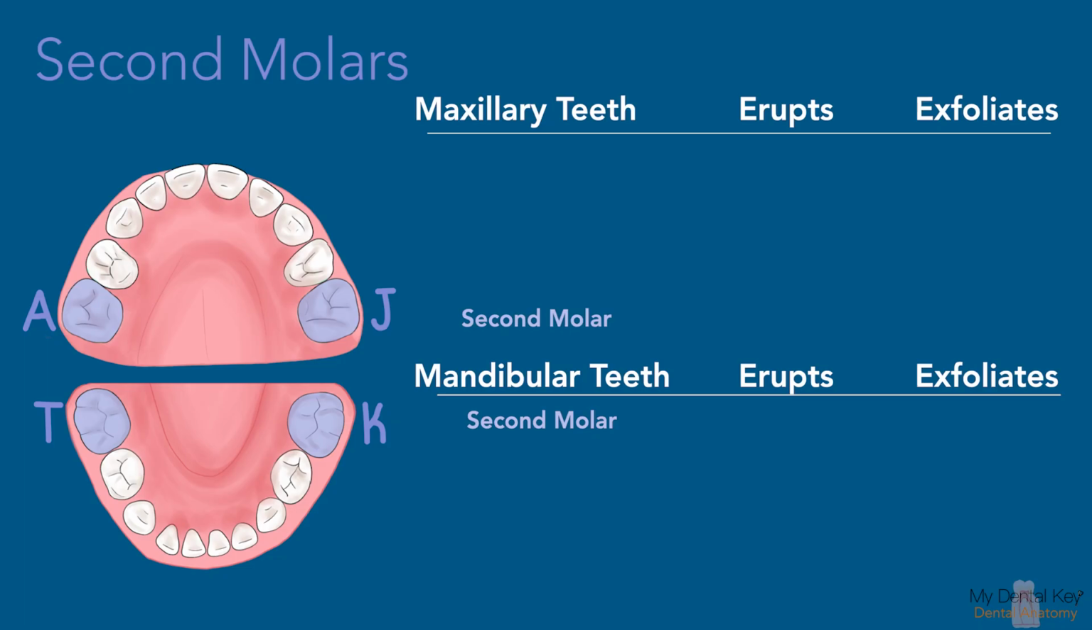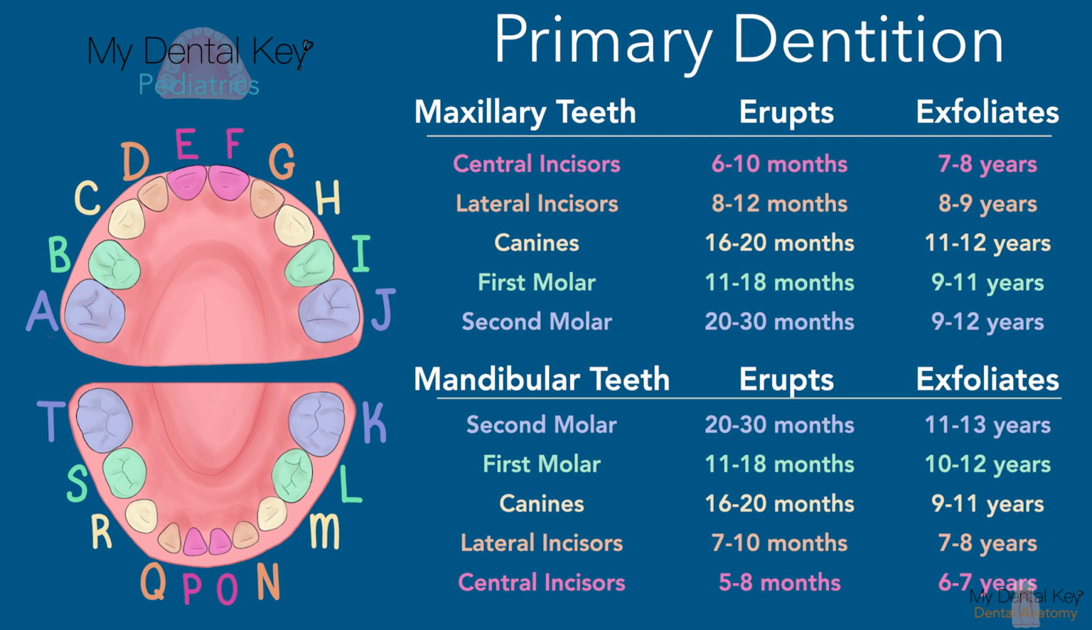The second primary molars are the last to arrive in a young child's mouth. They erupt right around when the child turns 2 years old, around 20 to 30 months. And they exfoliate around 9 to 12 years old in the maxilla and 11 to 13 years old in the mandible. Primary teeth erupt and exfoliate at different times. See our eruption chart on the Pediatric Dental Anatomy page for full details.